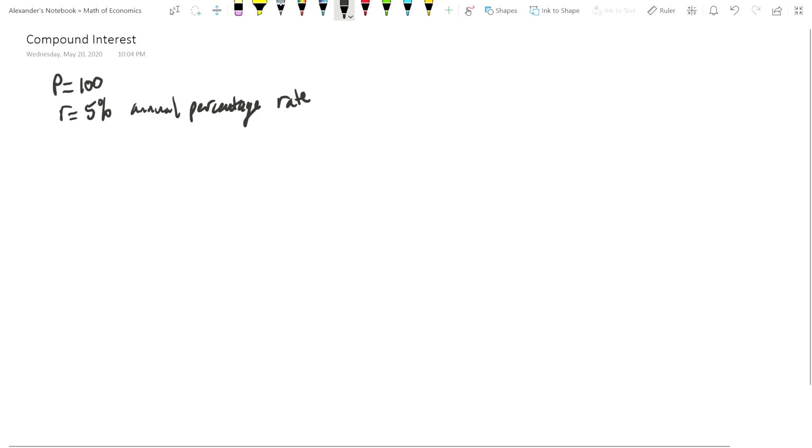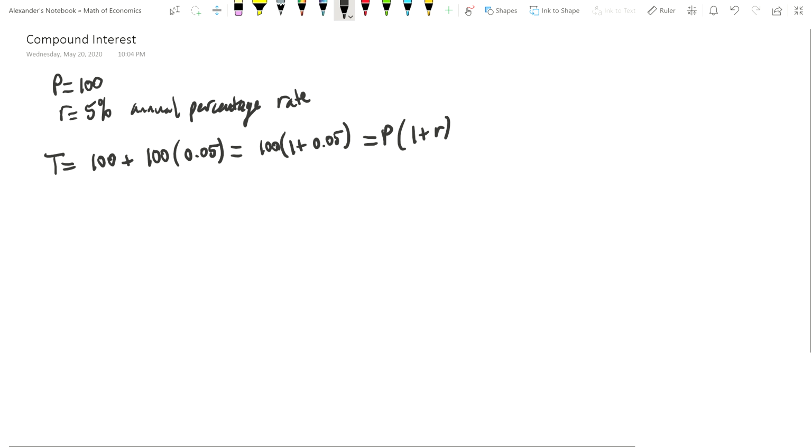And let's say that this is the annual percentage rate. Okay, so how much are you going to have after 1 year? So your new total is going to be the amount that you started off with, so 100, plus this 100 multiplied by the interest rate. In other words, it's going to be 100 times 1 plus 0.05, or your principal times 1 plus the interest rate. Pretty straightforward.